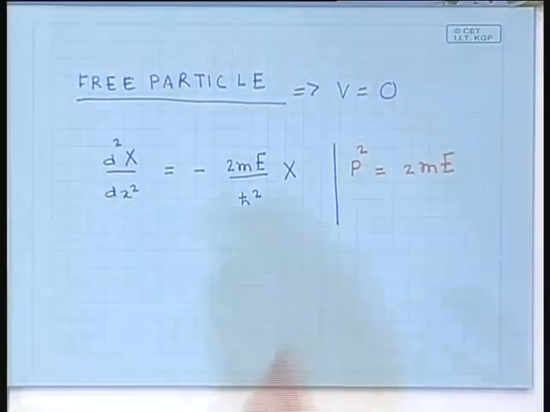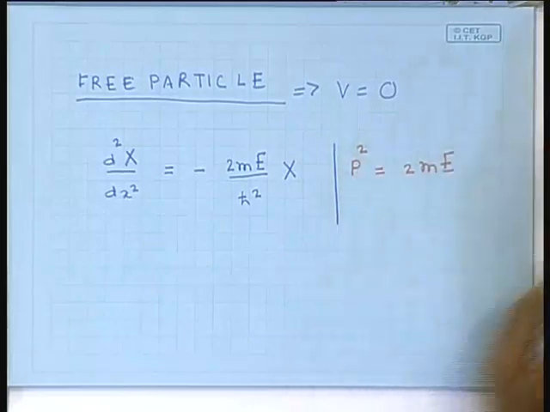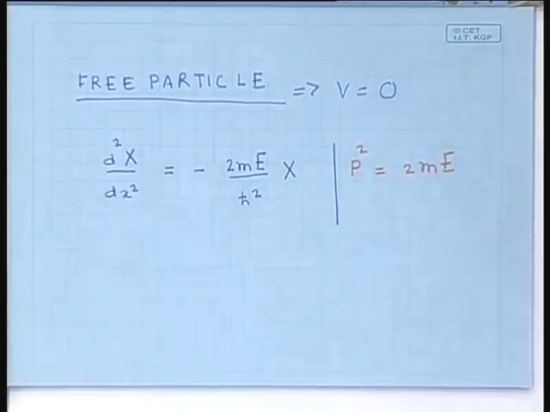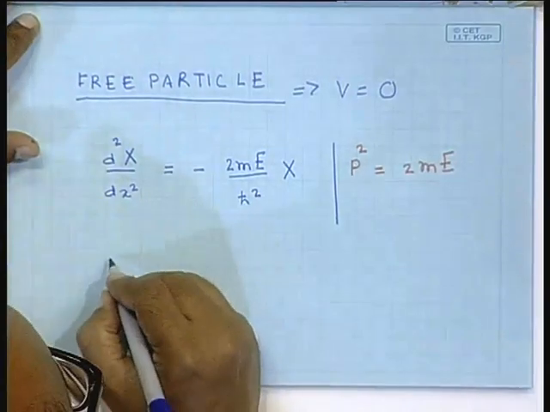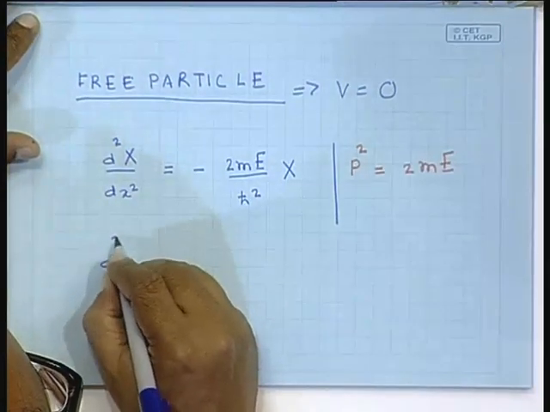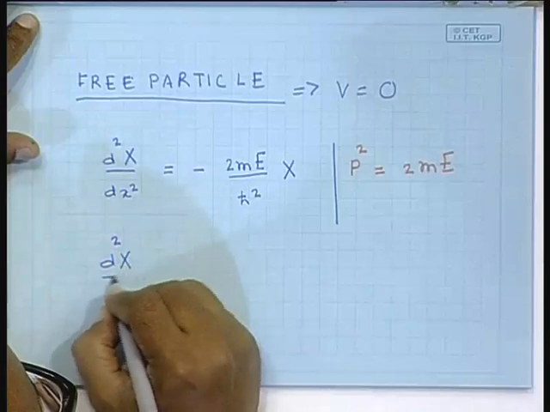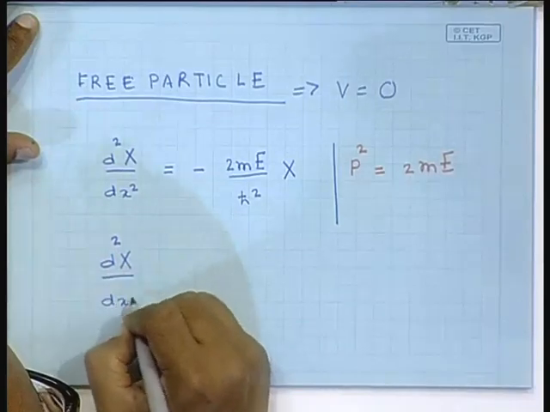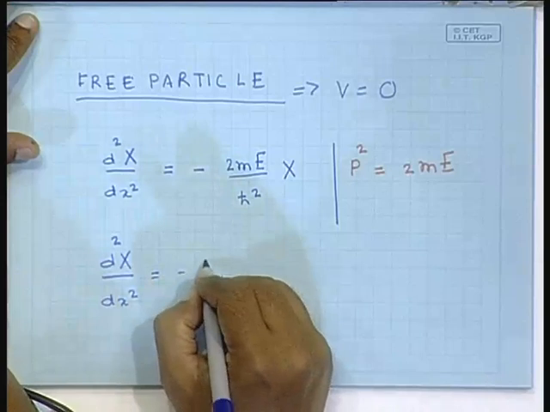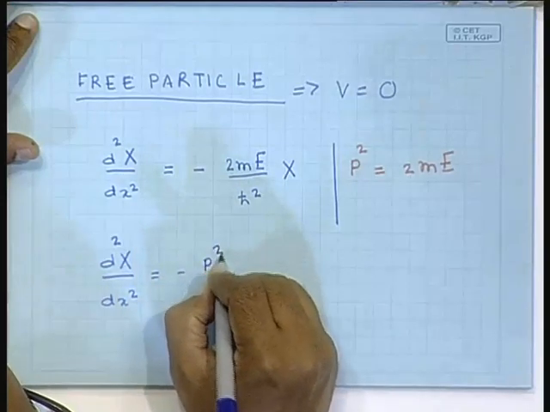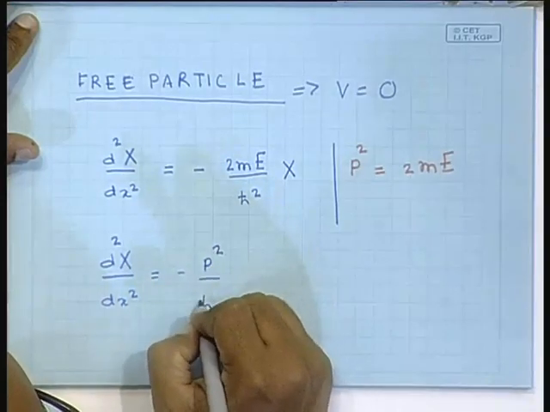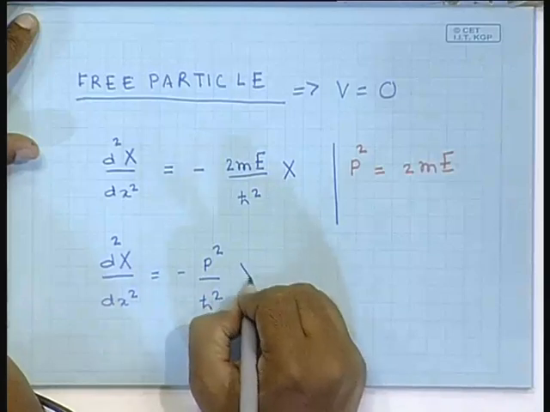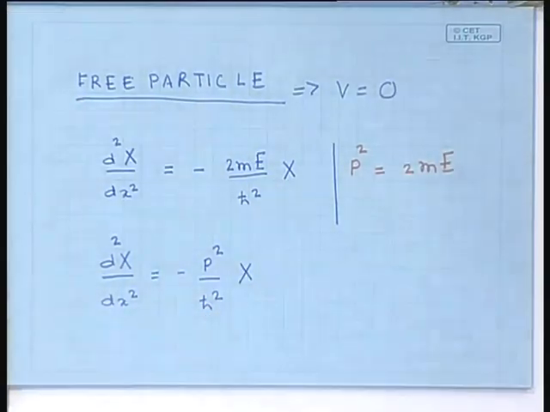So, in terms of this new variable p, the equation governing capital X now becomes d square X dx square is equal to minus p square by h cross square into X.